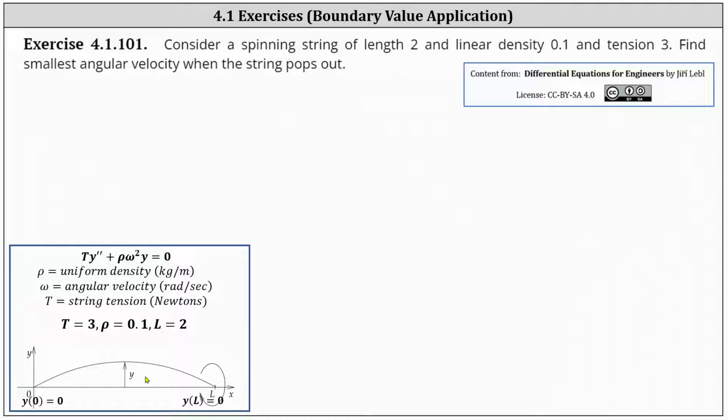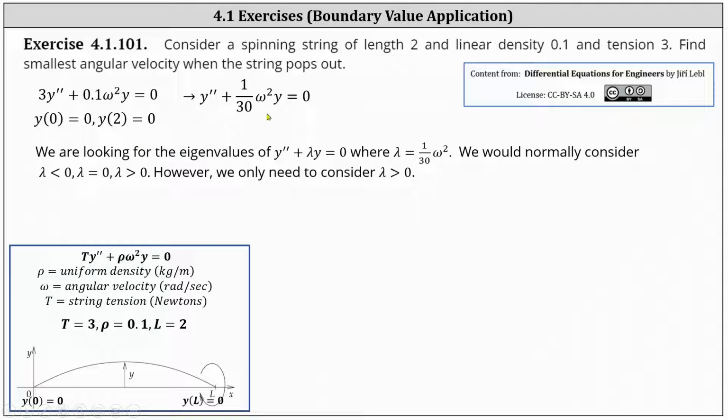Looking at the graph below, where the string is attached, we have y(0) = 0 and y(L) = 0. In our case, notice T is equal to 3, rho is equal to 0.1, and L is equal to 2. This gives us the boundary value problem 3 y'' + 0.1 omega squared y = 0, where y(0) = 0 and y(2) = 0. For the next step, we divide the differential equation through by 3, which gives us y'' + 1/30 omega squared y = 0.